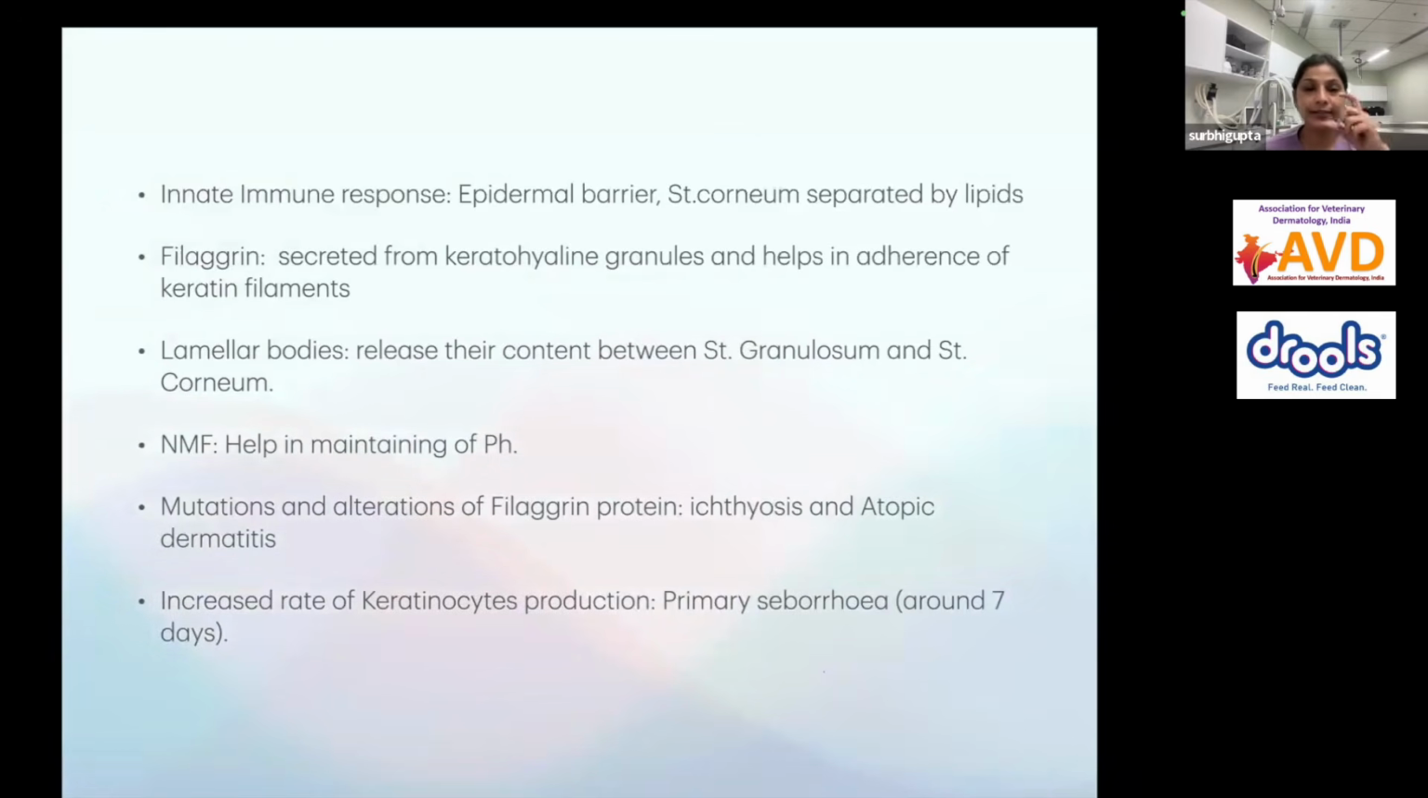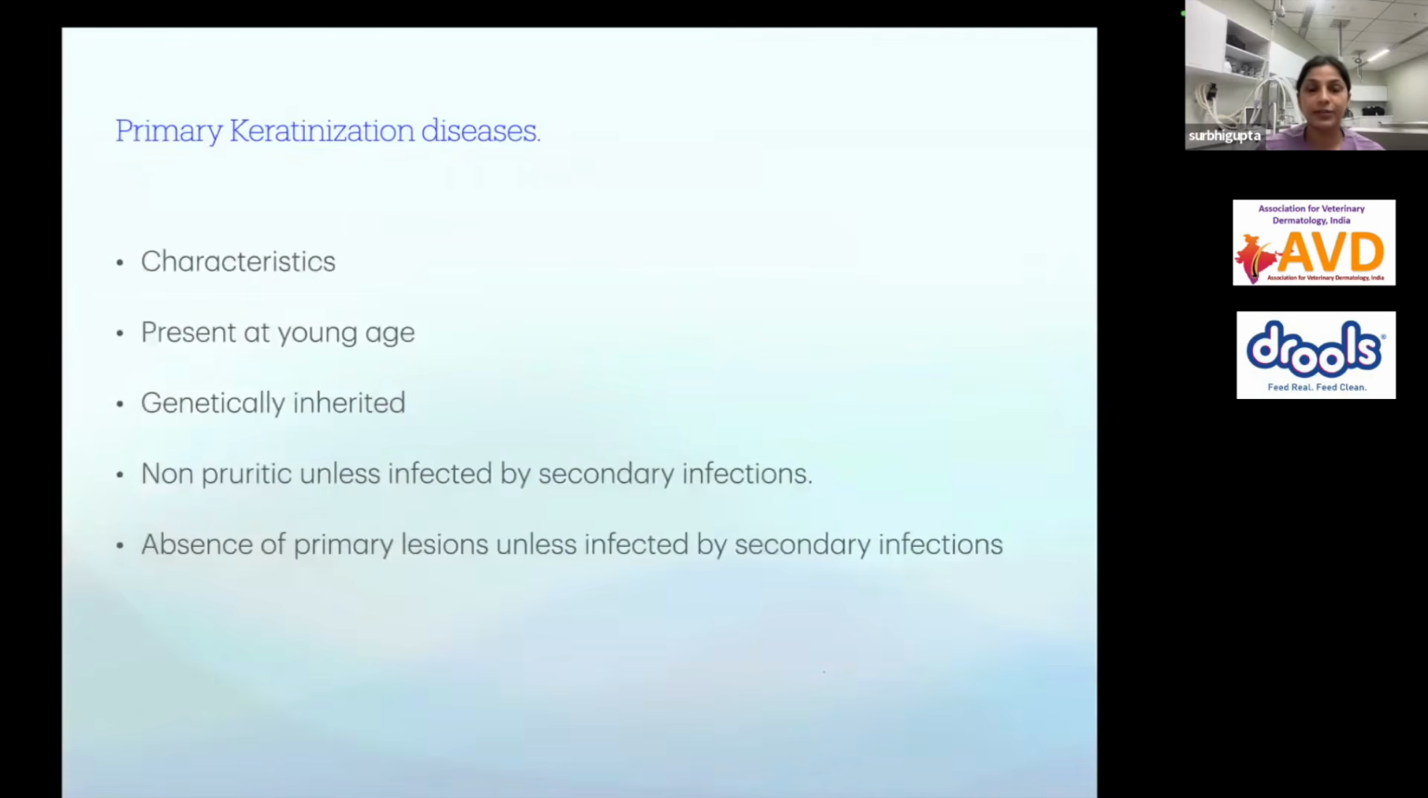And if the keratinocyte production rate is very high, then we have seborrhea, the primary seborrhea, in which ideally the turnover is 3 weeks, but in these dogs it can be as quick as 7 days. Okay, so that's why it comes so rapidly. Along with that, there are other changes also. That's why the dogs have the secondary conditions.